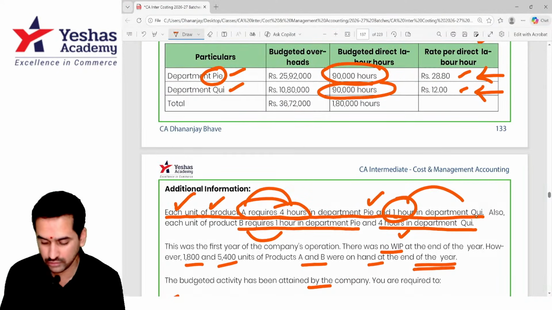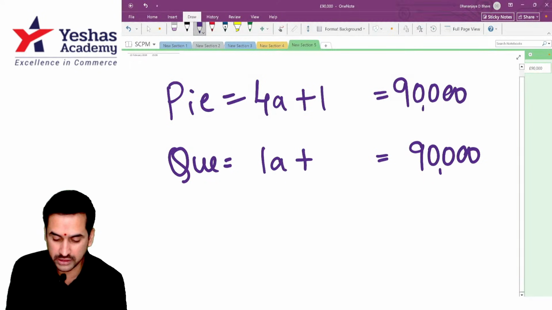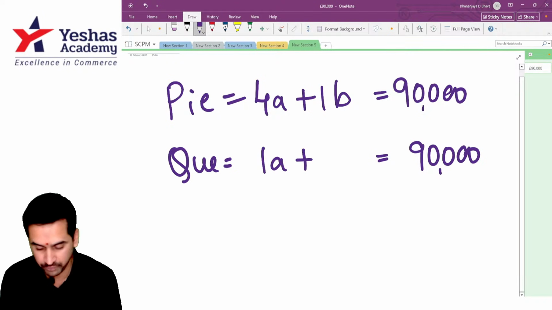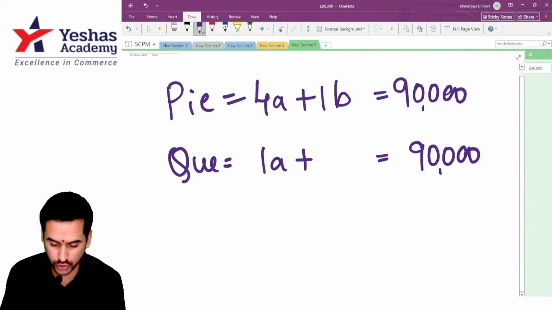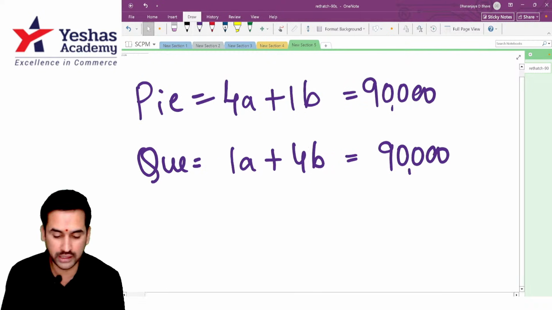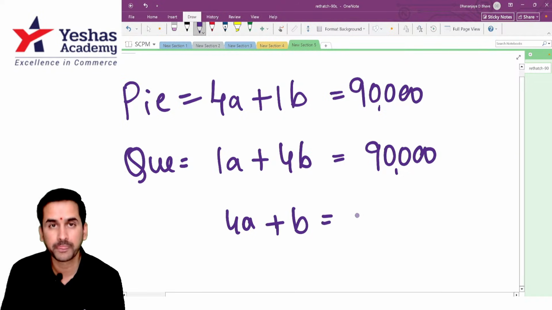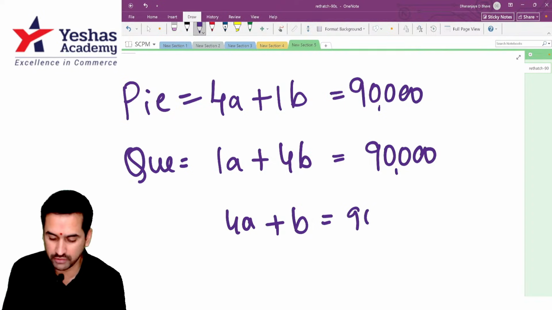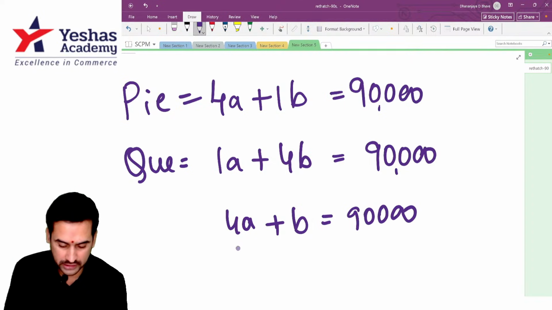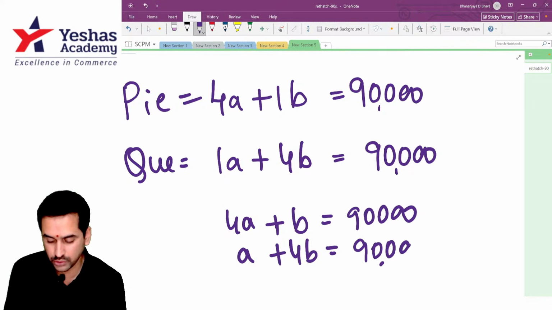Also, B requires 1 hour in P, which means this is 1B, and 4 hours in Q. This is 4B. Correct? Did you understand the equation? 4A plus 1B, and 1B can be written as B, so 4A plus B is equal to 90,000, and this is A plus 4B is equal to 90,000.